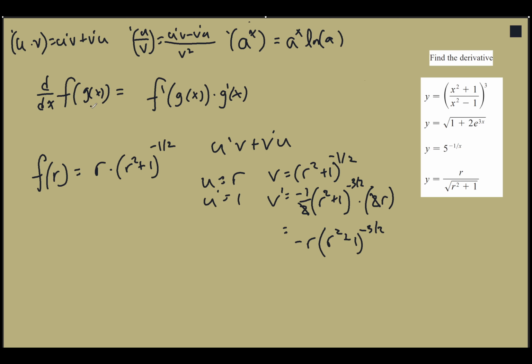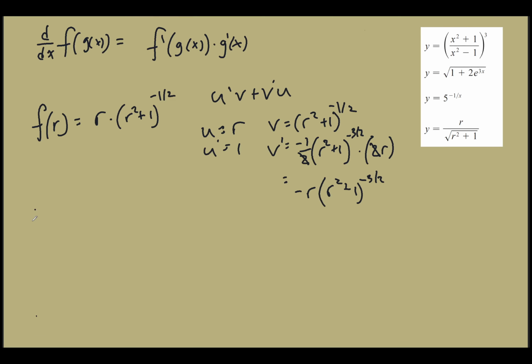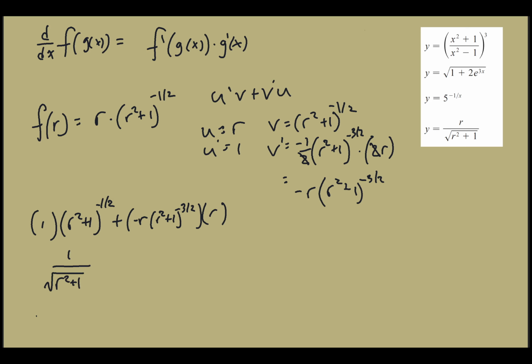Now we have the things we need to put this together, don't we? So u prime is 1, times v, r squared plus 1 to the negative 1/2, plus v prime, which is what we just came up with there, times u, which is r. Whew. Okay, so that's going to give us 1 over the square root of r squared plus 1. Your math teacher doesn't like to see negative half as an exponent. Hurts their brain.